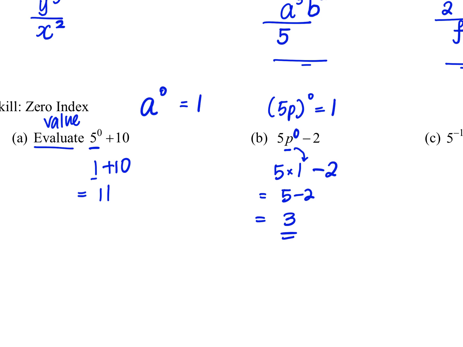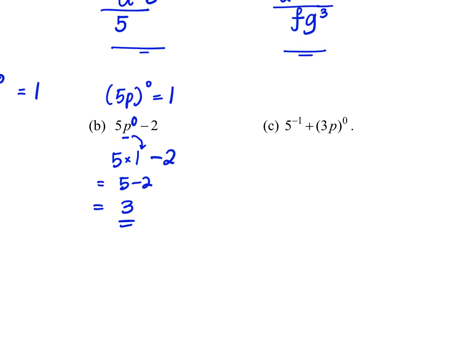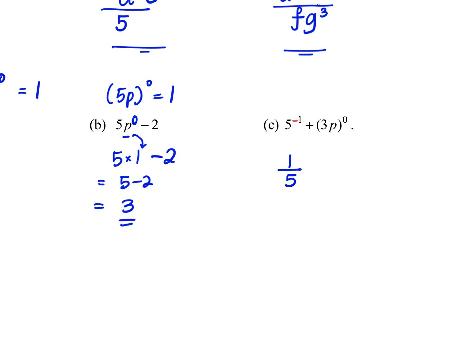Right. Next question. What happens if we have something that looks like that? 5 to power negative 1 plus 3p to power of 0. So what is this? 5 to power of negative 1. So what is the effect of negative power? It would change my 5 to the fraction 1 over 5. Now this one is just 5 to the power of 1. So 1 is, I do not need to write the 1, it's invisible. So it's just 1 over 5.